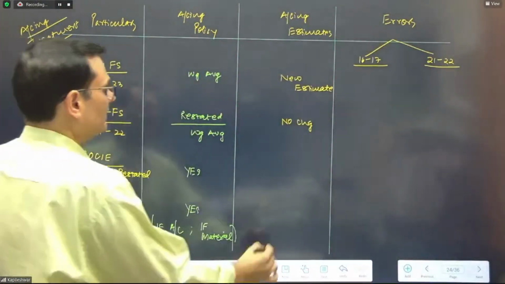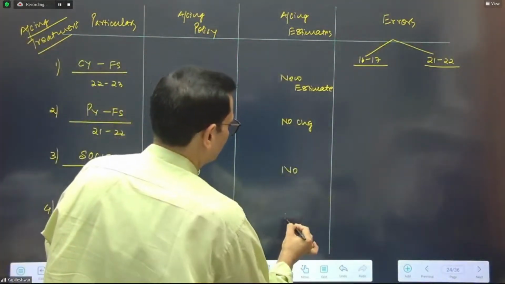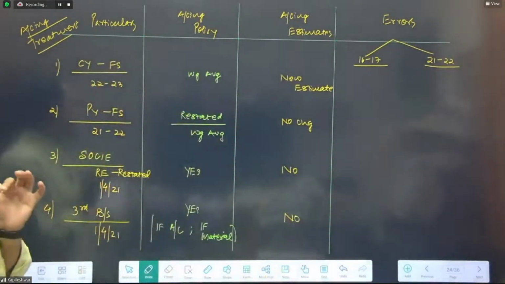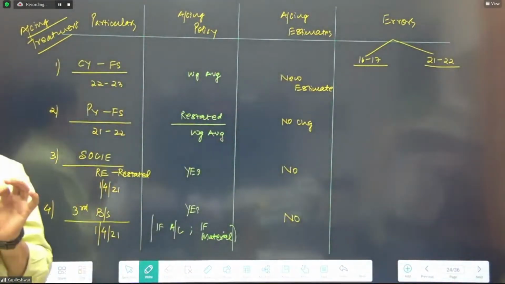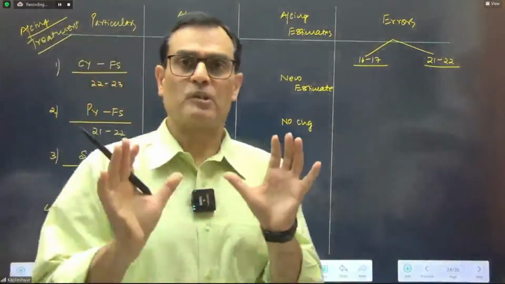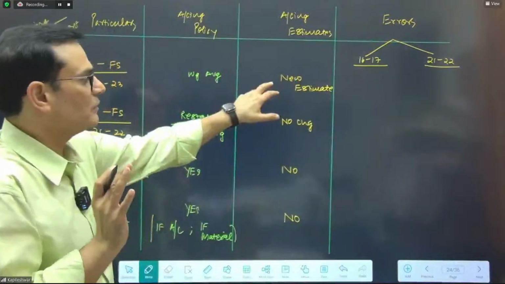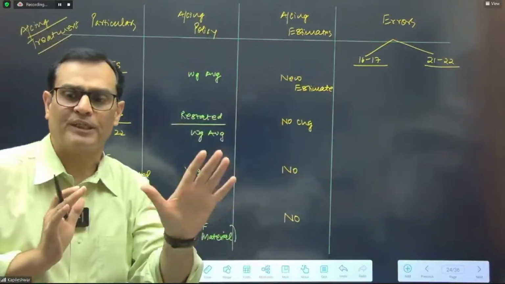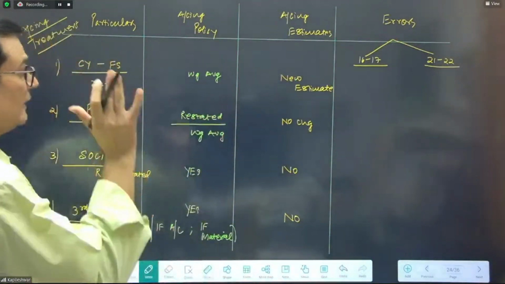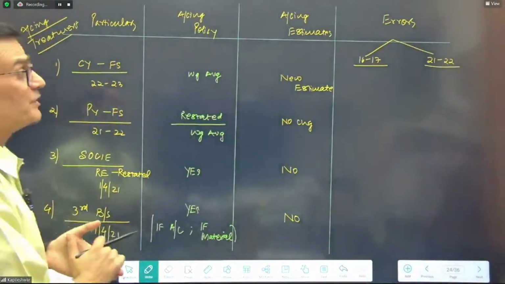Any SOKI balance to be restated, no. Any third balance sheet required, no. Because it is a prospective accounting. So there is a prospective accounting, so only the new financials, the current year, based on the new estimate, rest nothing is to be touched. Now let's go to the next one, that is errors.